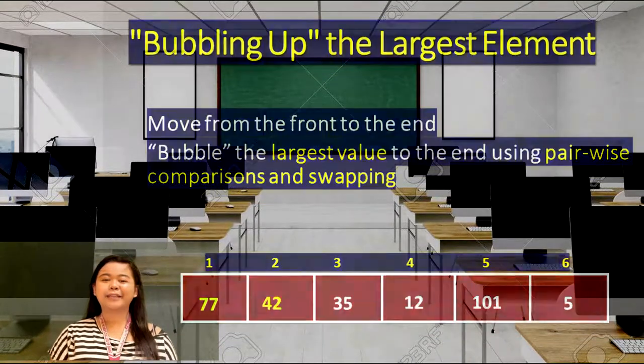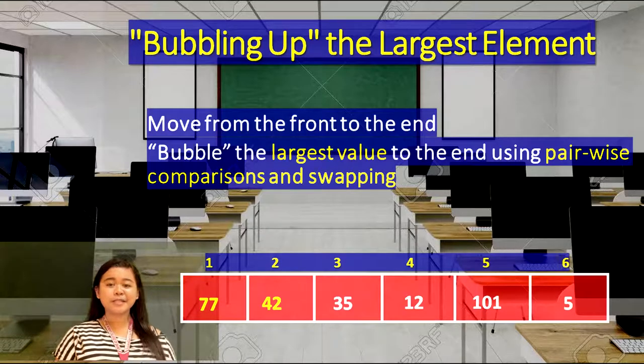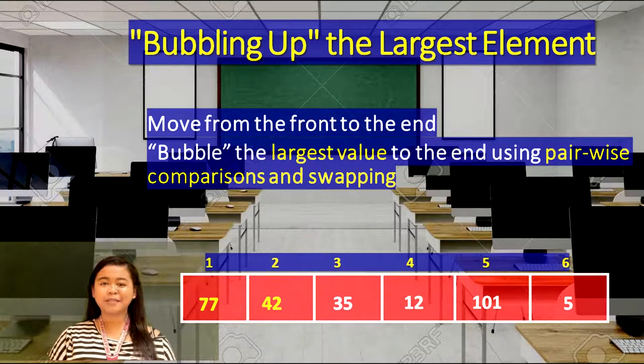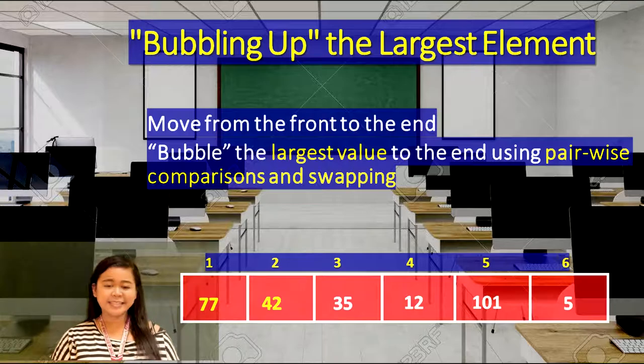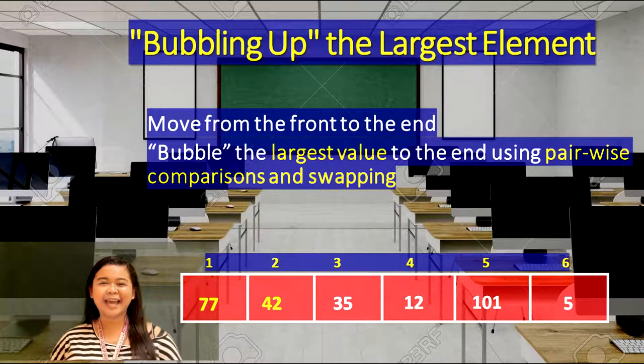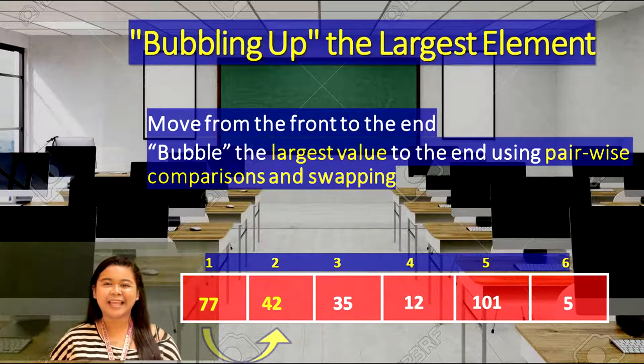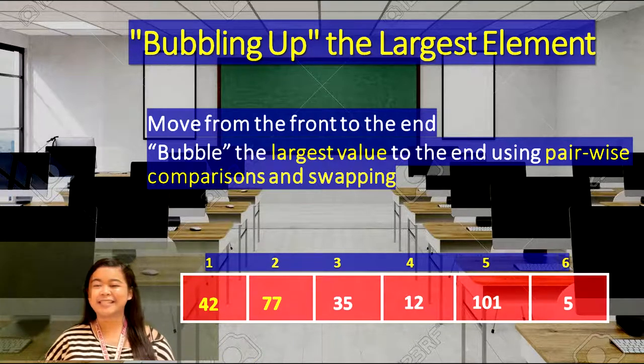Try to look at the first position and the second position. In the first position we have 77 and the second position is 42. 77 and 42 should be compared. Is 77 greater than 42? Yes. If 77 is greater than 42, then they will swap. 42 will now be in the first position and 77 will now be in the second position.